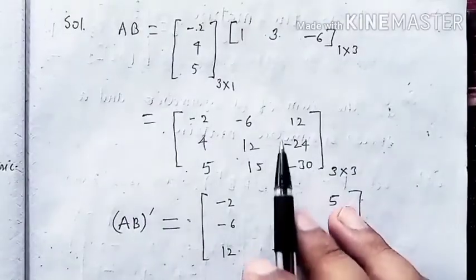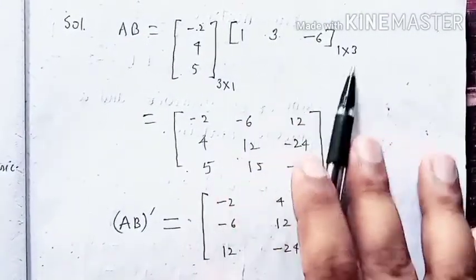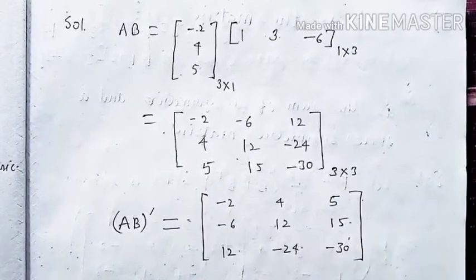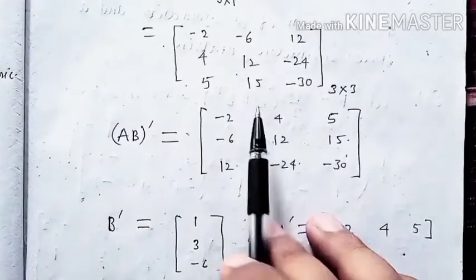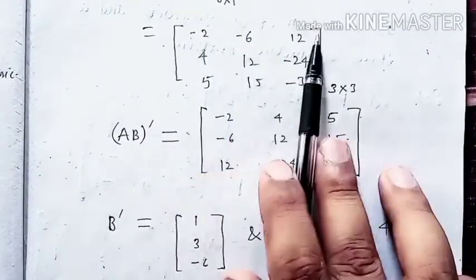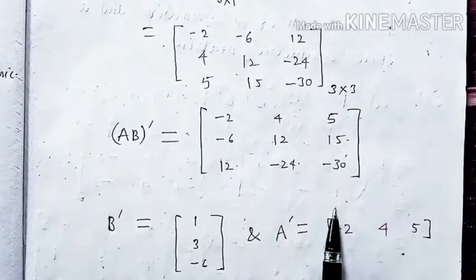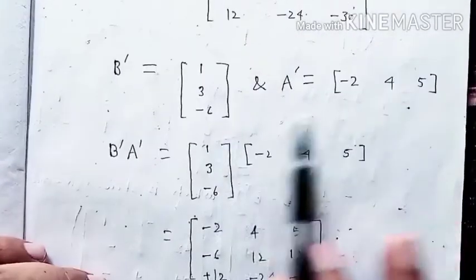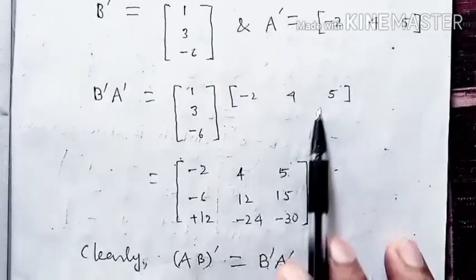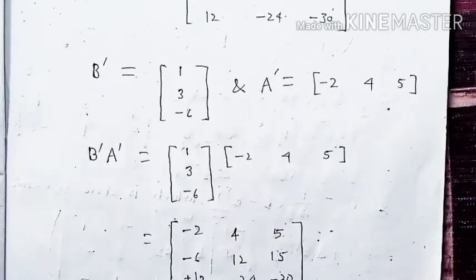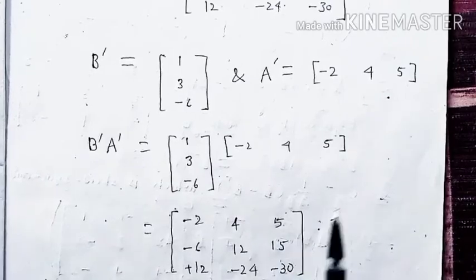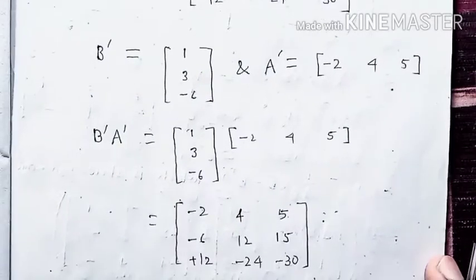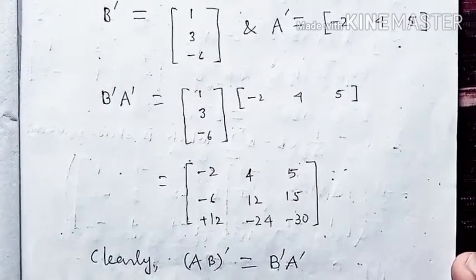Now AB is, this is A 3 cross 1, B is 1 cross 3. After multiplication we have this one, 3 cross 3. We can find transpose of AB after interchanging rows into columns. Now we find B dash and A dash. Then we multiply B dash A dash to get this one. We can see that both are same. Here minus 2, 4, 5. Here also minus 2, 4, 5. Likewise you see that both are same. So transpose of AB is B dash A dash.